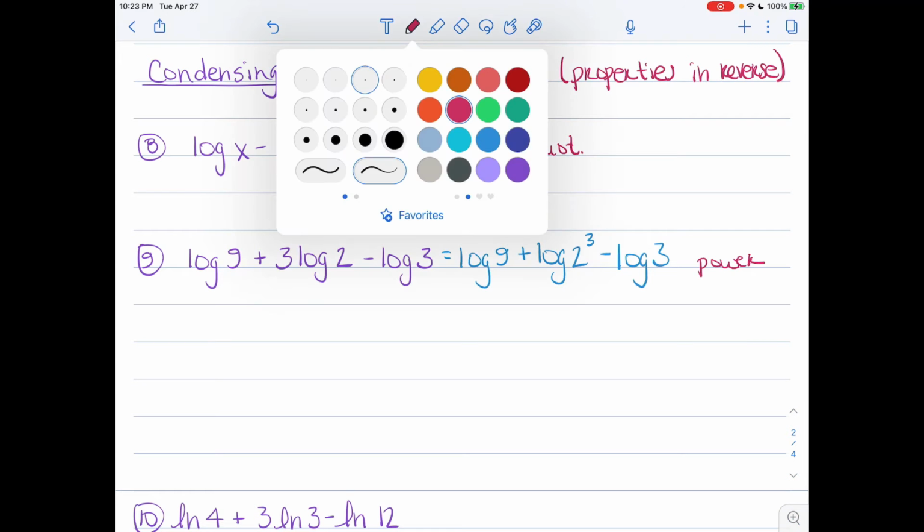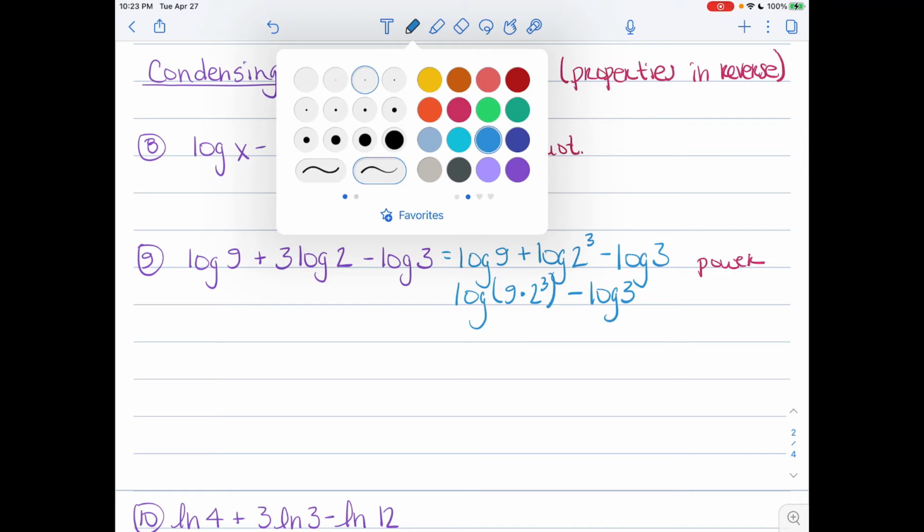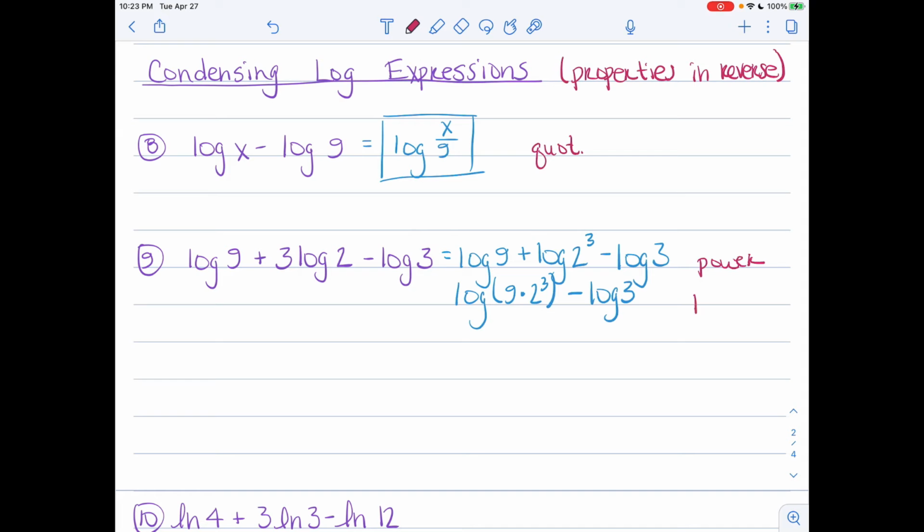Now I see adding here, so I'm going to add these together. Remember, when we add, we can multiply the logs together, going in reverse again. So I can say log of 9 times 2 to the third, and then I still have minus log 3. So this is getting smaller. We're condensing and making it smaller, and this time we used our product property to do it.